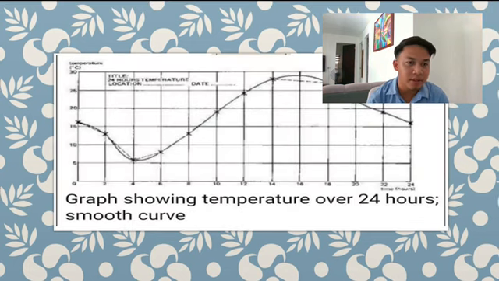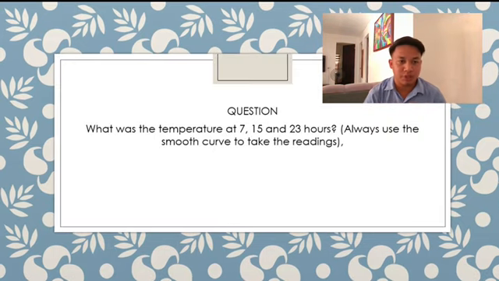From the graph, it can be seen that the minimum or lowest temperature was reached around 4 o'clock in the morning and was about 6 degrees Celsius. The highest temperature was reached at 4 o'clock in the afternoon and was approximately 29 degrees Celsius. So, answer this question: what was the temperature at 7, 7:15 and 23 hours? And always use the smooth curve to take the readings.